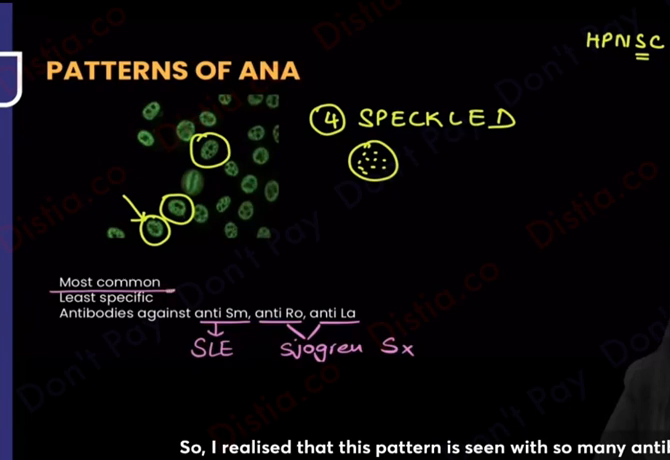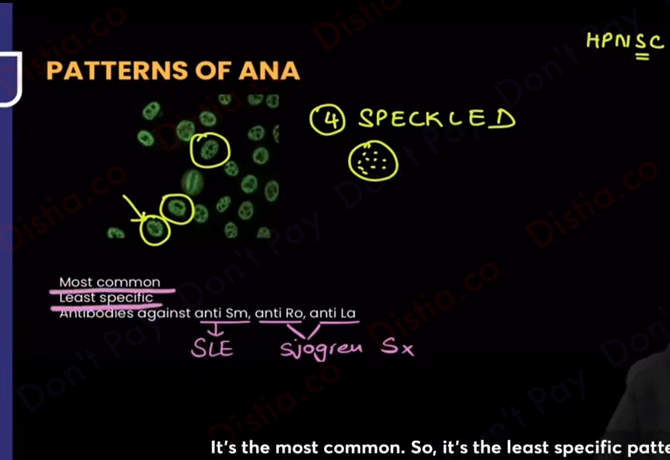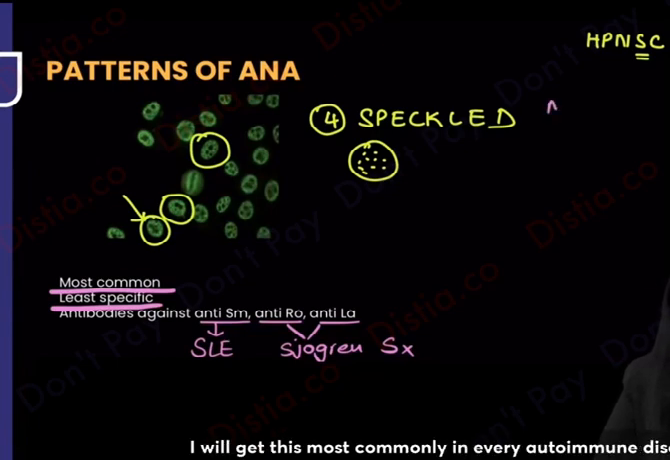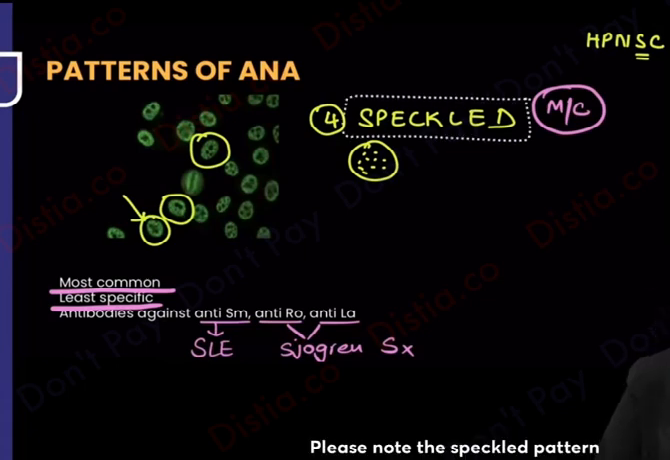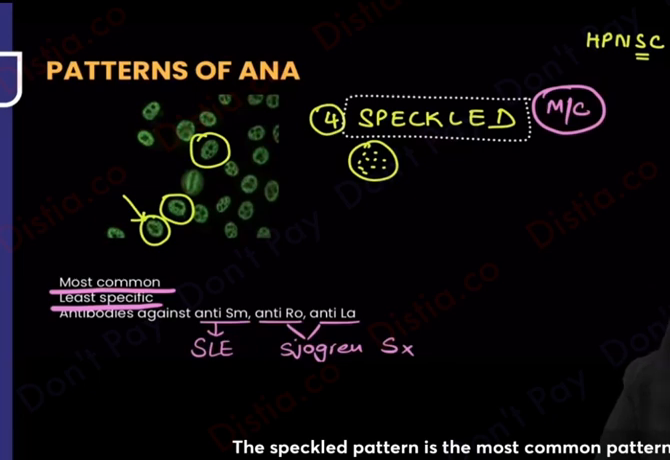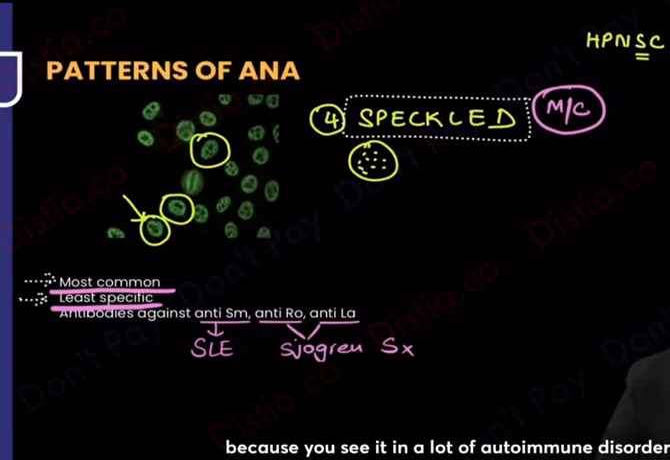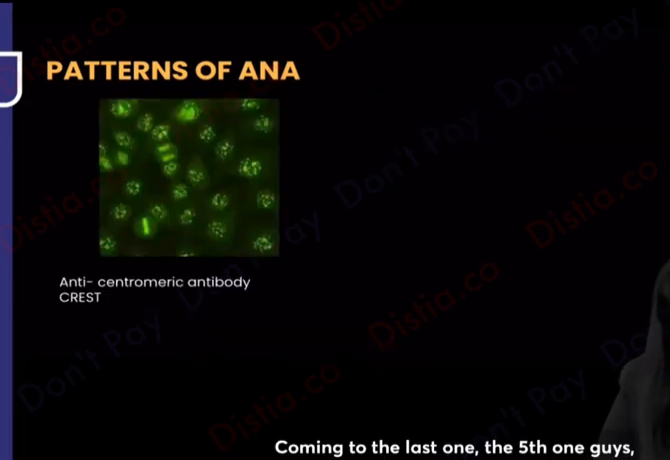So I realized that this pattern is seen with so many antibodies. It's the most common, so it's the least specific pattern. I will get this most commonly in every autoimmune disorder. So that is a question that you get. Please note the speckled pattern that you are talking about. The speckled pattern is the most common pattern, the least specific pattern, because you see it in a lot of autoimmune disorders. Coming to the last one, the fifth one, guys.